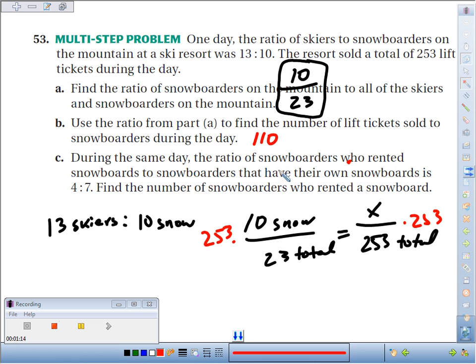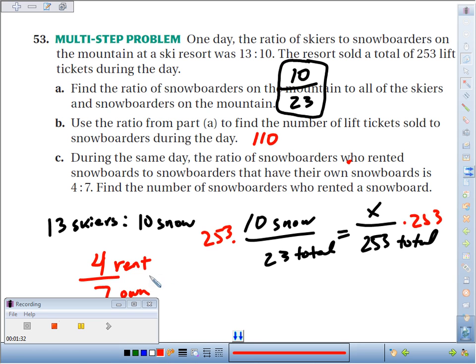During the same day, the ratio of snowboarders who rented to snowboarders who owned their own boards was 4 to 7. So I like to write this, 4 to 7, and again I like to label. This was the ratio of rent to owners. So 4 rent for every 7 that owned. Find the number of snowboarders who rented a snowboard.